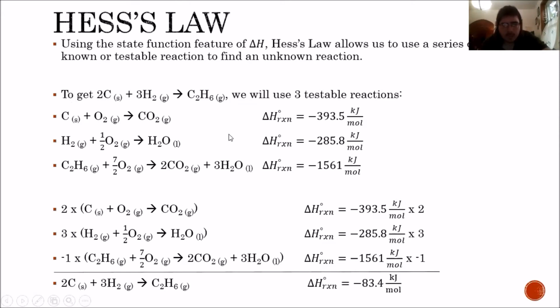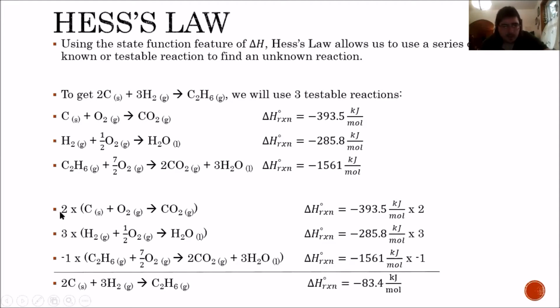Because of the nature of this, if I double this reaction, since it's an extensive property, I'd double the heat produced there. And I have 3 hydrogens there, so I need to do 3 hydrogens. So once again, I would triple the energy from that reaction. And because I have ethane as a reactant here and ethane as a product there, I would have to reverse this reaction. So if it produces 1,561 kilojoules to combust ethane, it must absorb 1,561 kilojoules to split it back apart into ethane from CO2 and water.